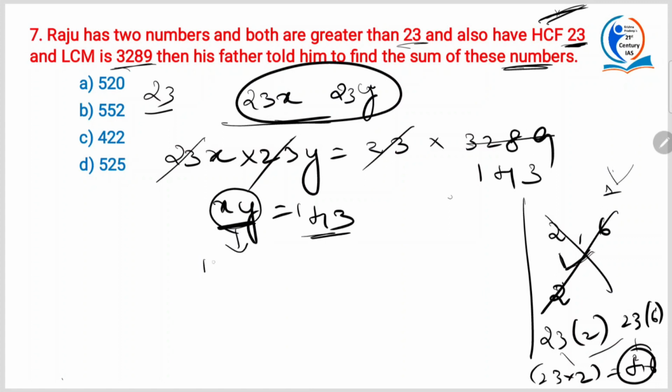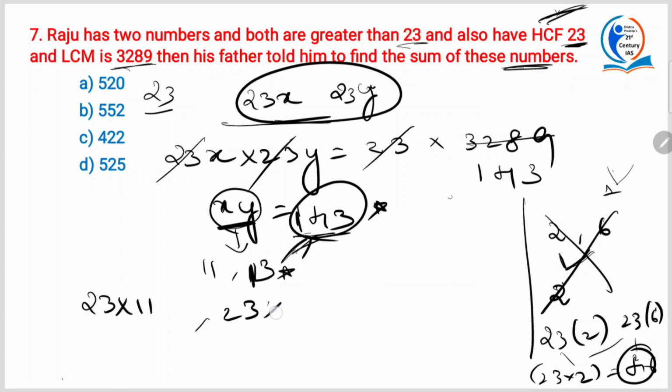Okay. If you observe, 11 and 13 are the values. 11 into 13 is 143, no? This is a very famous number. So you will know 11 and 13. At least this you should know, no? 143 has factors 11 and 13. Now the numbers will be what? 23 into 11 and 23 into 13. Now what are they asking? Sum of these numbers. 23 into 11 plus 23 into 13.